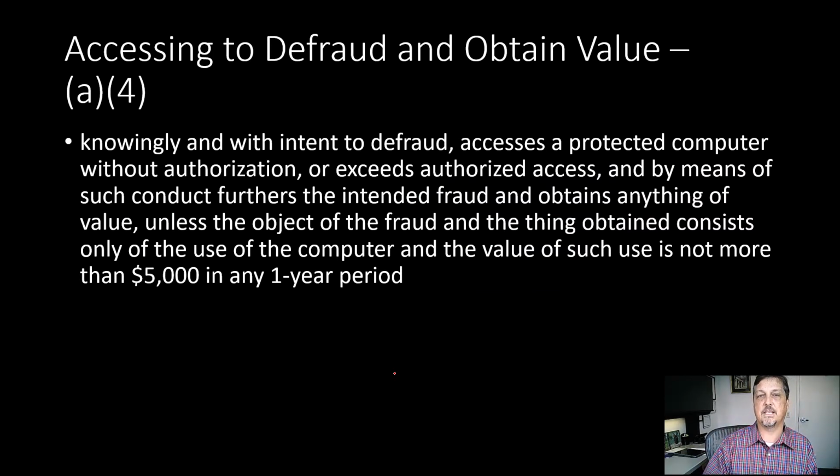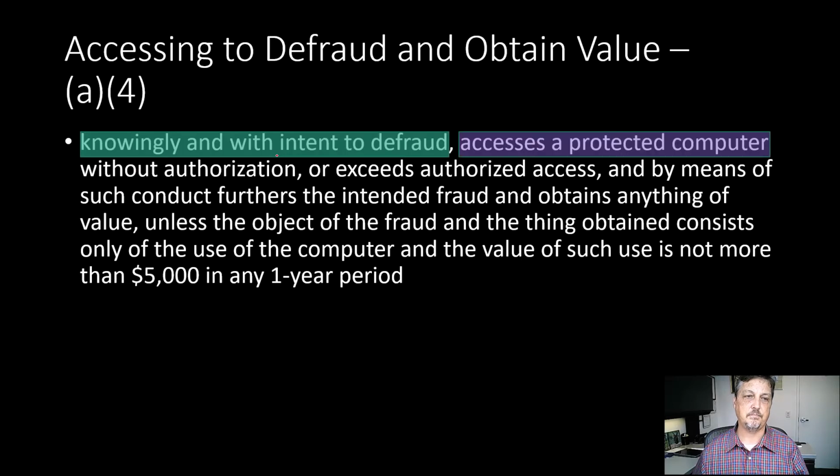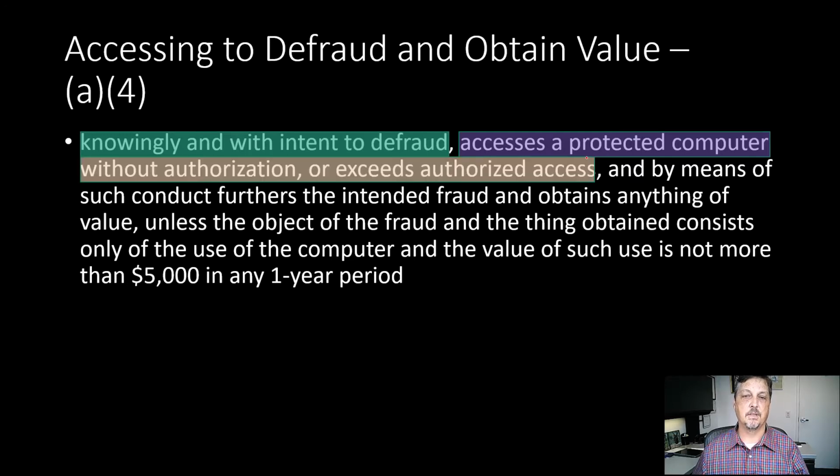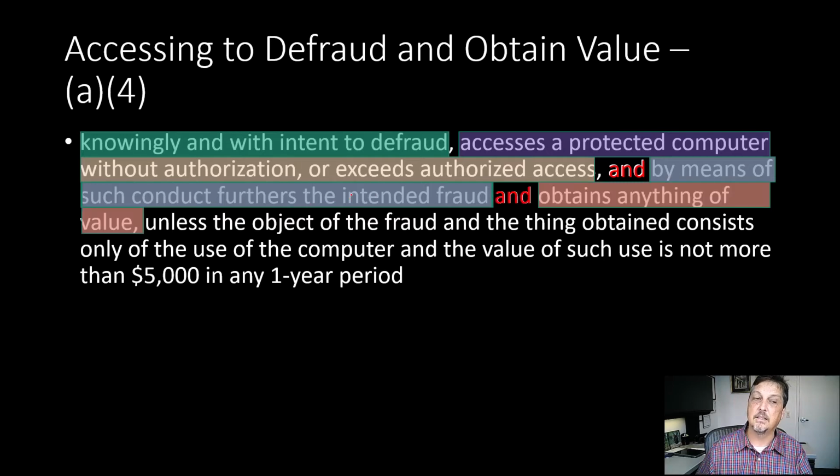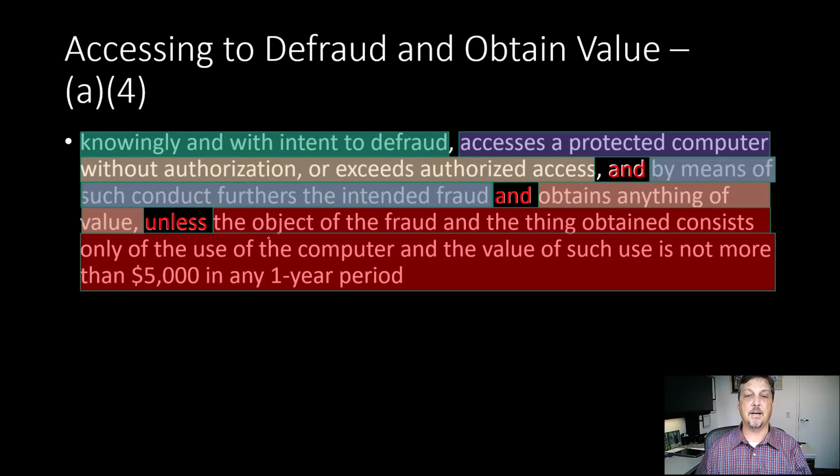So the next part we'll look at, and we're just going to go kind of briefly through each section of the Computer Fraud and Abuse Act, is accessing and defrauding to obtain value. And that's part A4. So here are our elements: knowingly and with intent to defraud, access a protected computer without authorization or exceeds authorized access, and by means of that conduct furthers the intended fraud and obtains anything of value, unless the object of the fraud and the thing obtained consists only of the computer and value less than $5,000.